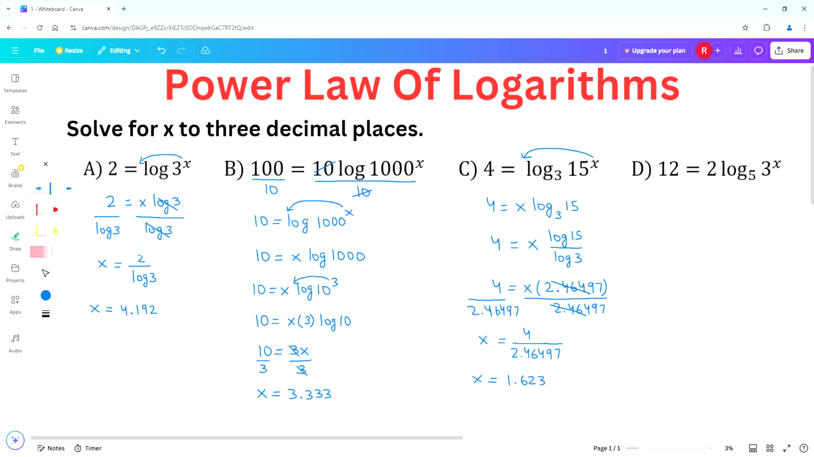Now we can answer part D. 12 equals 2 times log of 3 to the power x to the base 5. The variable x is the exponent on 3. The first step is to get rid of the 2 that is being multiplied to the log term. We should divide both sides by 2. 12 divided by 2 is 6. Next, we should use power law of logarithms to move the exponent x to the front of the log term.